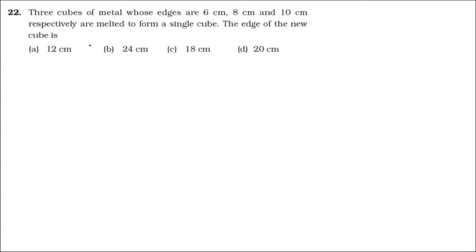Question number 22. 3 cubes of metal whose edges are 6 centimeter, 8 centimeter and 10 centimeter respectively are melted to form a single cube. The edge of the new cube is... Here there are 3 cubes and they are melted to form a single cube. It means that we need to add the volumes of the 3 metal cubes. After doing that, we have to find the side of the new cube.